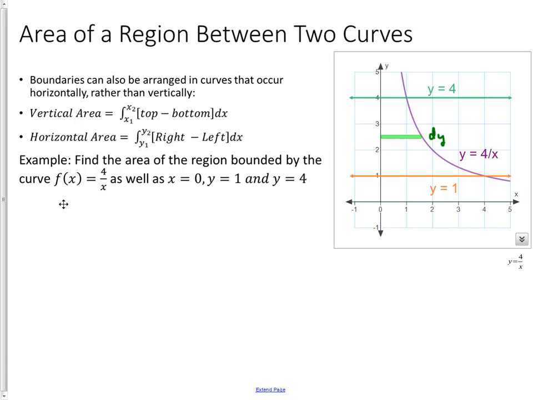Well, how do we get there from here? Of course, that means that we have to have a function in terms of y. The nice thing is we have an easy one in this case. We've got y equals 4 over x, which can be easily rewritten so that x is equal to 4 over y. Now we note that to the right of the y-axis, we have the curve x equals 4 over y, and to the left, of course, we just have the line x equals 0. So that's actually a bottom boundary for us. So really our setup is going to look like this.